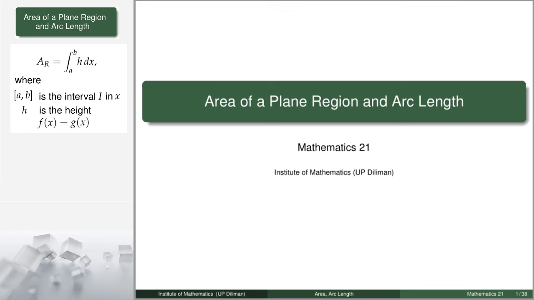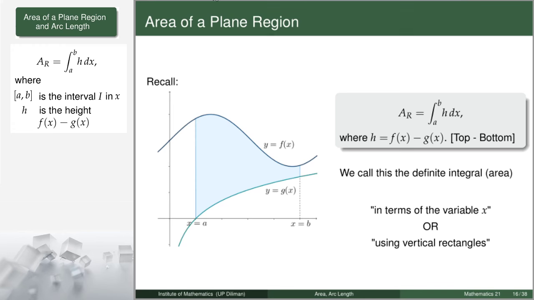Hi guys! This is the second part of the three-part lecture on the topic area of a plane region and arc length. Now in the last video, we learned that if I have two curves, let's say y equal to f of x and y equal to g of x, we can try to find the area between these two curves, bounded by the vertical lines x equal to a and x equal to b, by just finding out the integral of h dx, where h is just the difference between f of x and g of x.